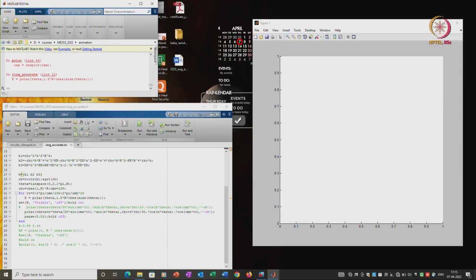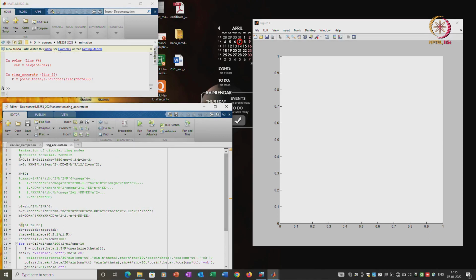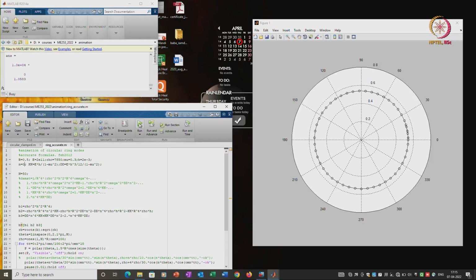So let us do N0. That should be purely 0 or O? 0. So let us see here. This is purely radial movement. It is purely radial movement, omega 0 2, purely at a certain frequency.